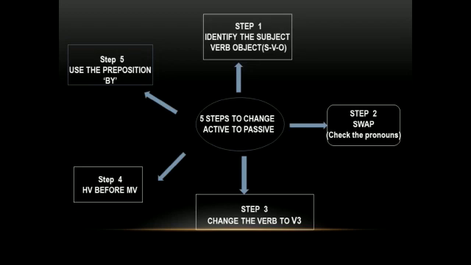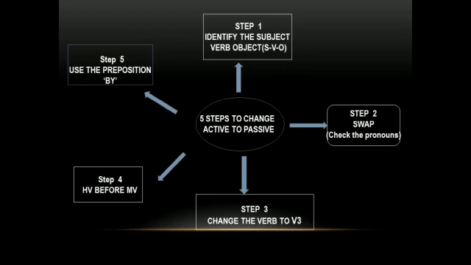Look at the web chart here. There are 5 easy and simple steps to change active voice into passive voice. You can count it on your fingertips. Let's understand each step. To begin with, step 1. Identify the subject, verb, and object. That is SVO. S stands for subject, V stands for verb, and O stands for object.